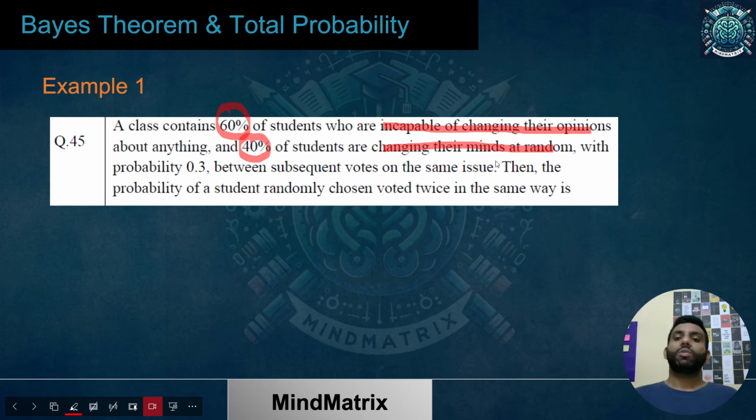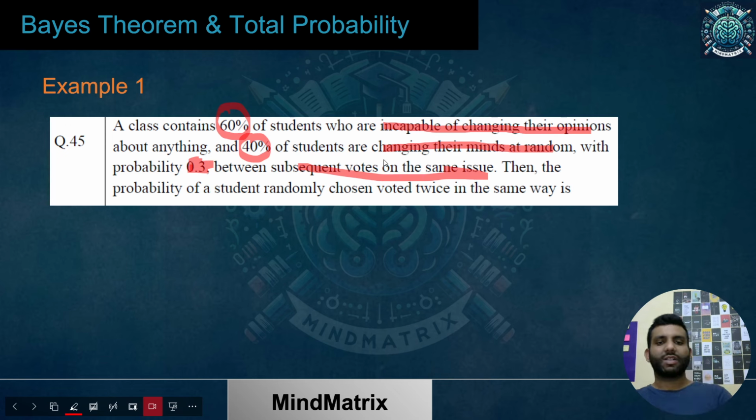Now, they change their mind with a probability of 0.3. That means if they feel that their opinion is not correct, then the probability with which they can change their opinion is 0.3. This is between subsequent votes on the same issue. So there is some kind of issue being discussed, and some votes are being asked on how many are in favor of this thing or that thing.